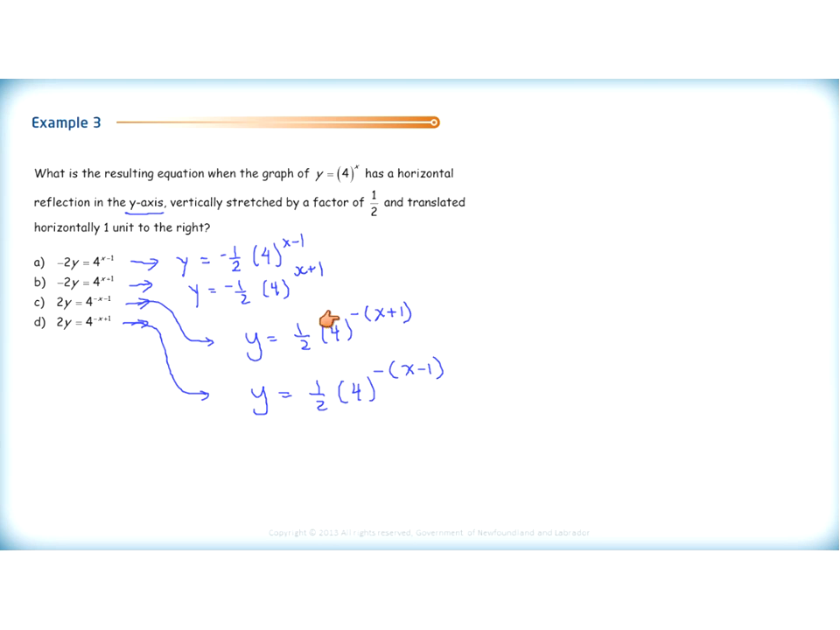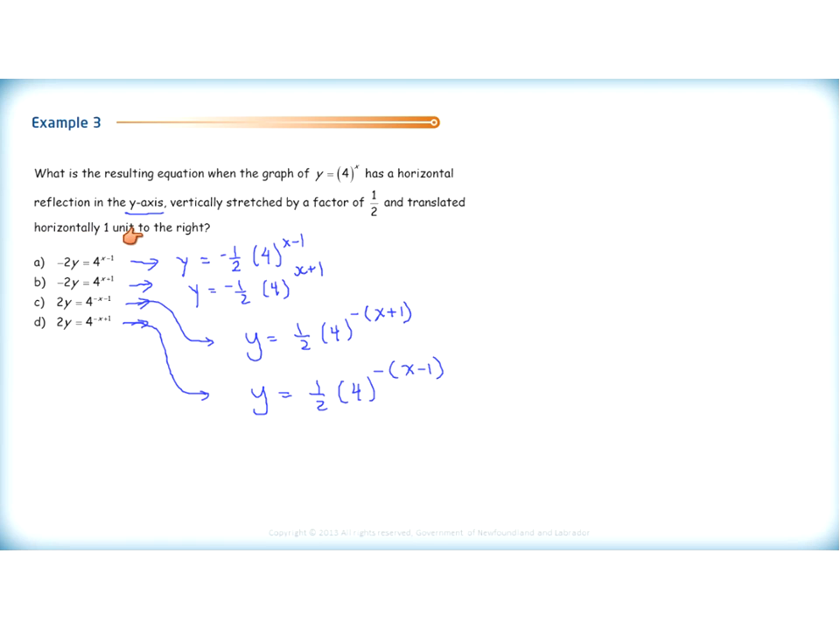That's what I see. So these are my two possibilities right now. I've narrowed it down to B and C or D because of the very first condition. It's been vertically stretched by a factor of 1/2. Both of these are stretched by a factor of 1/2, so that doesn't help me. I know it's C or D already.